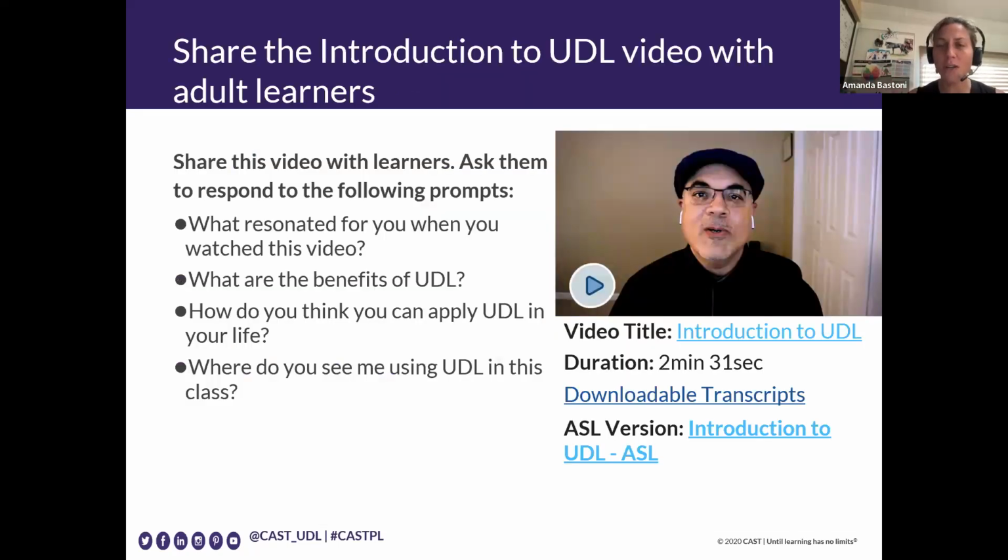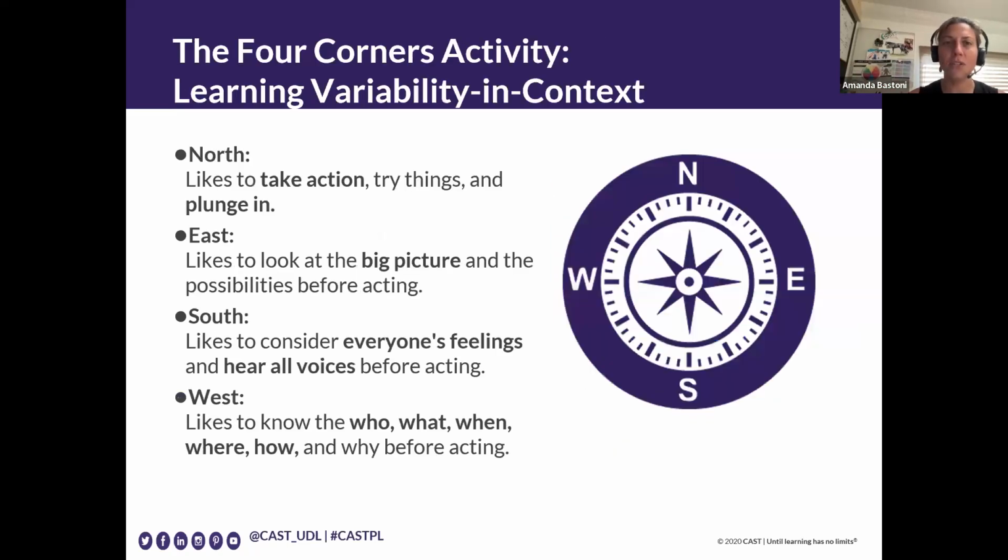Some examples are, we take that UDL video, which all of you have watched now, and we say, what would happen if we shared this video with learners? So one try it yourself is to share the instructional UDL video with adult learners, and then have a discussion using the following prompts. What resonated for you when you watched this video? What are the benefits you see of UDL? How do you think you can apply UDL in your life? And where do you see me using universal design for learning in this class? Right? So again, anytime we have a try it yourself, we have very clear activities for you to do.